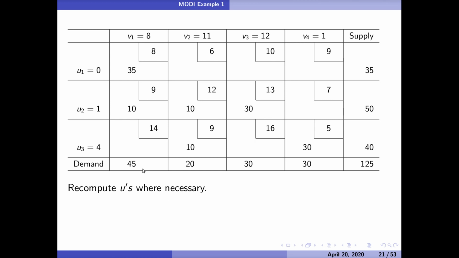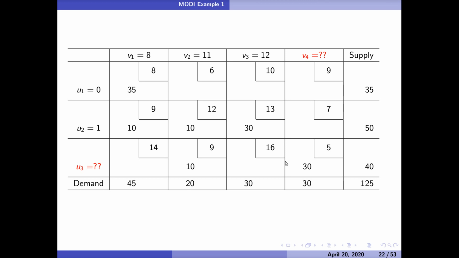Let's see, it looks like v2 doesn't change, right, because this 12 was defined by the 11 and the 1. But now here I'm going to need 9 to be 11. I'm going to have to change the u3, right? And then if u3 changes, that's also going to change v4. Okay, and so therefore v4 is going to change. So let's go ahead and compute those.